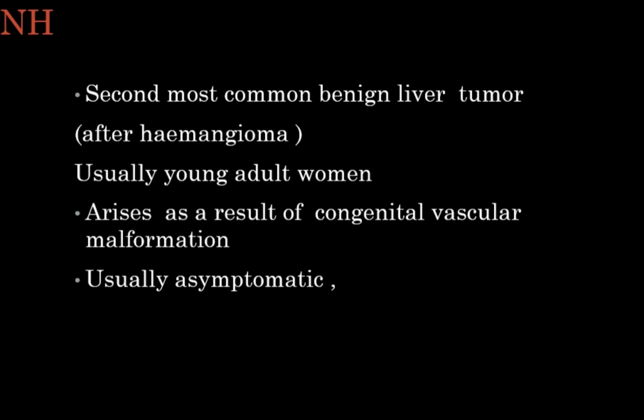The second lesion is focal nodular hyperplasia. We talked about hemangioma, which was the first most common benign lesion. The second one is this one. It is usually in young adult women, arises as a result of congenital vascular malformation, and is usually asymptomatic.